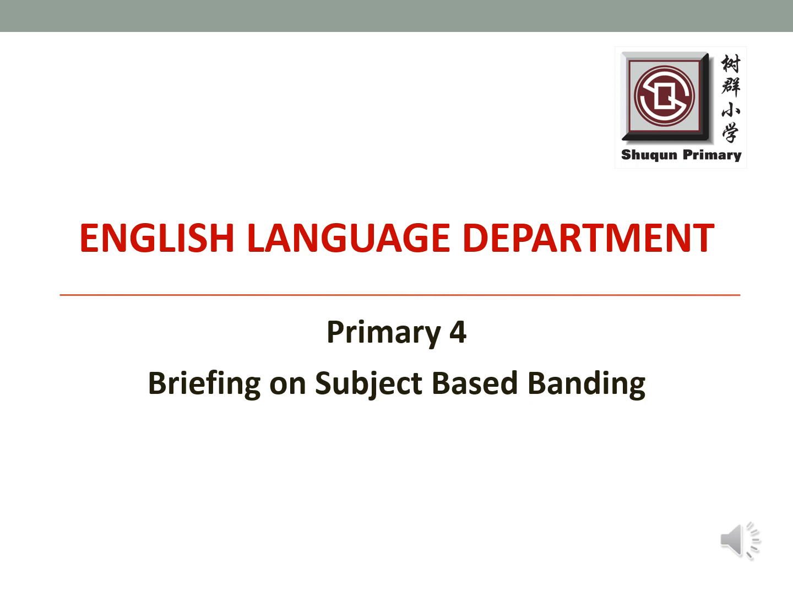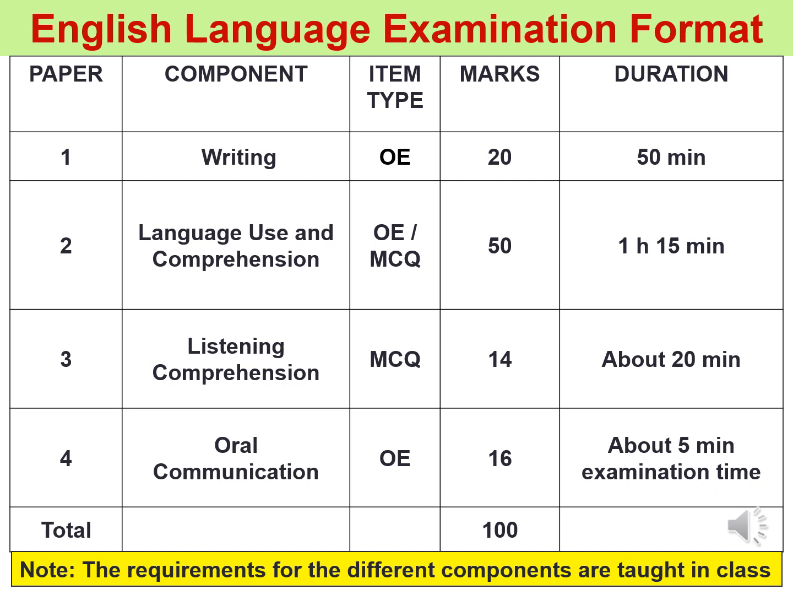I would like to share with you the requirements for English language at Primary 4. There are 4 components in the English language examination. Paper 1 is writing, Paper 2, language use and comprehension, Paper 3, listening comprehension, and Paper 4, oral communication. The requirements for the different components are taught in class.